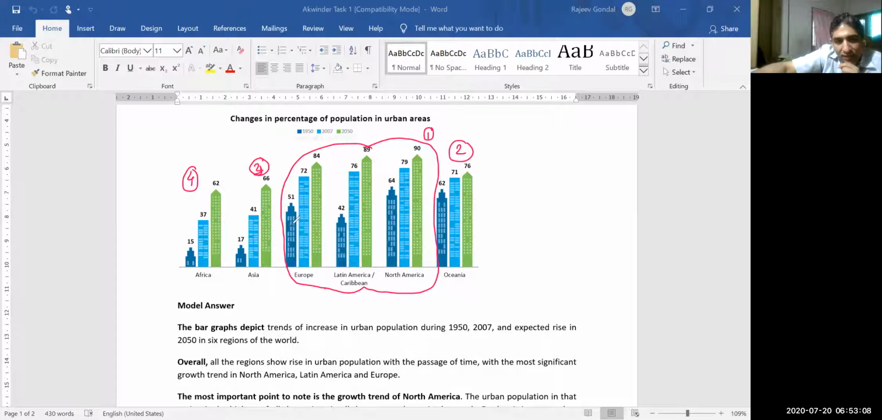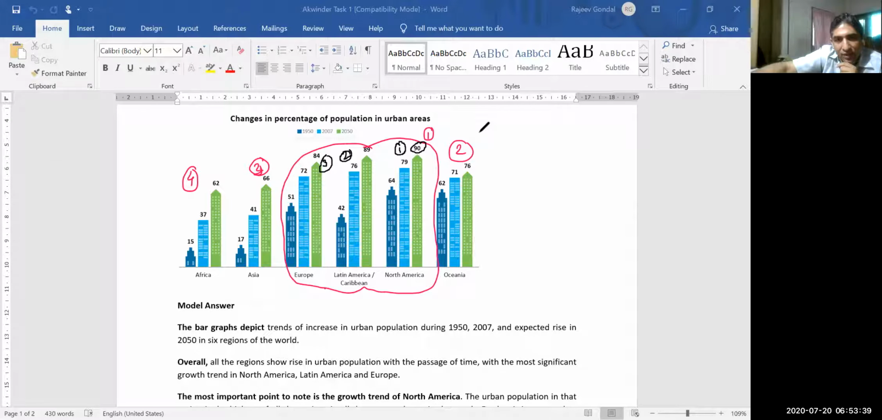So what I've done is I have clubbed these three regions in one group. Why? Because as you can see, this is the highest and this is the second highest: 90, 89, and 84. These three numbers seem to be the leading numbers as far as the trends are concerned. I'm looking at the end figures of the year 2050, which is what is expected.